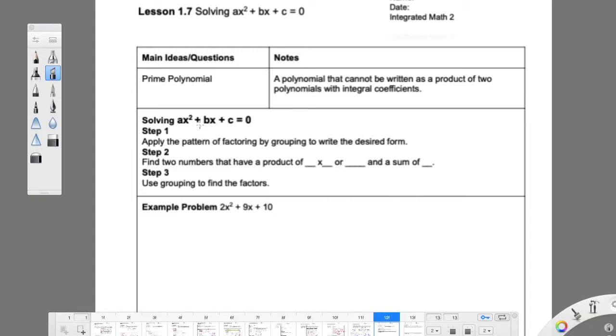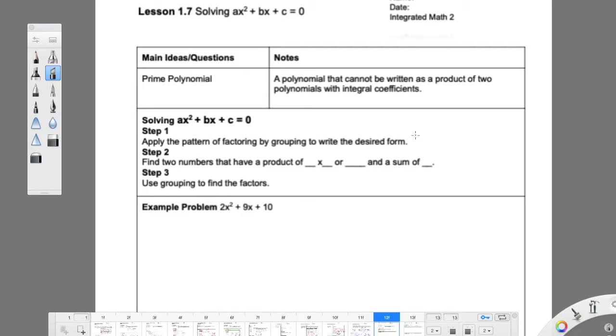When we're looking at this case, because now we have an a here. We didn't have an a before, but now we do. We're going to have a coefficient here. We apply the pattern of factoring by grouping to write the desired form. In this case, what they want us to do, and I'll explain this a little bit more when we get to the next one, is separate it out so that there's the idea of factoring by grouping.